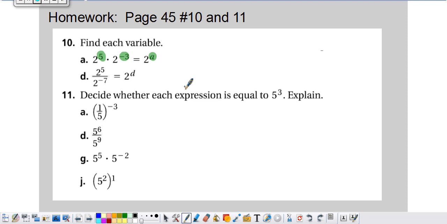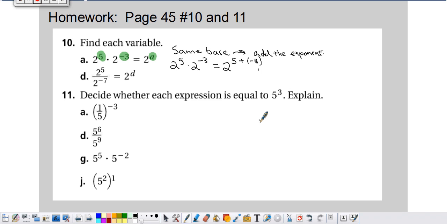between the exponents. So remember, if you have the same bases, then you probably should add the exponents together. Find the sum. So to write that out, I would write it as 2 to the power of 5 times 2 to the power of negative 3 equals 2 to the power of 5 plus negative 3. Now if you add 5 and negative 3 together, you get 2 to the power of 2. So if 2 to the power of 2 equals 2 to the power of a, then a equals 2. That would be your final answer.